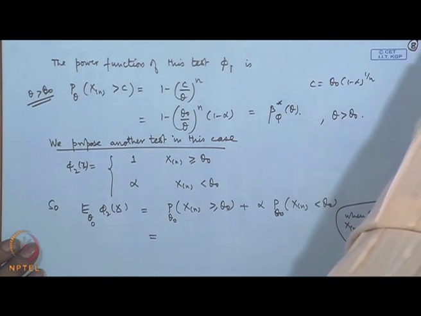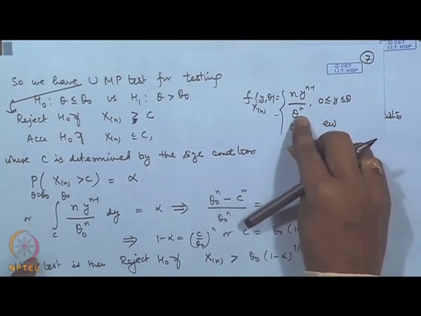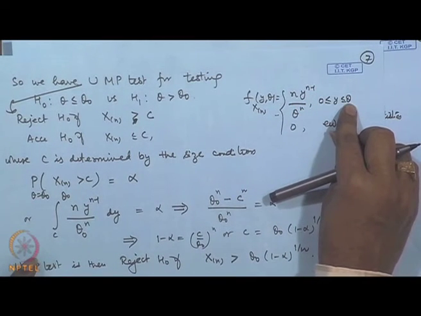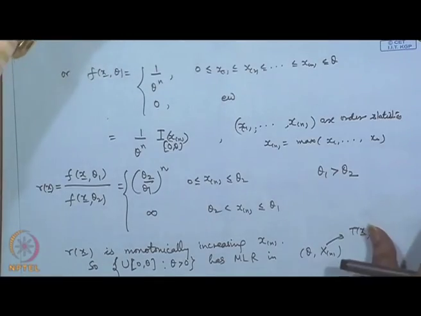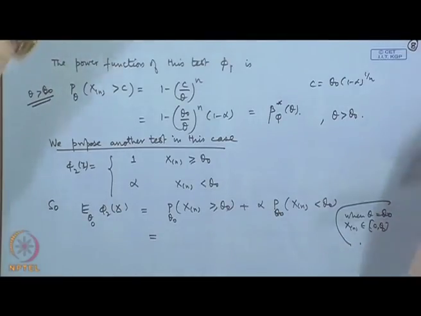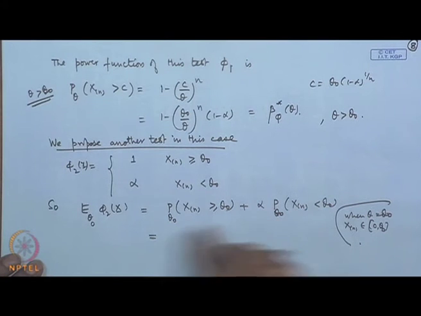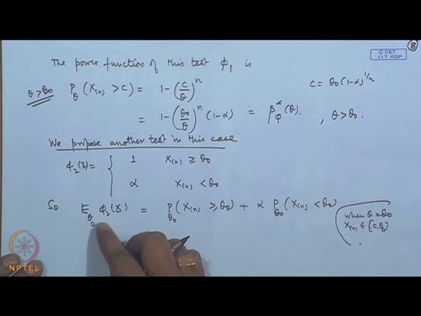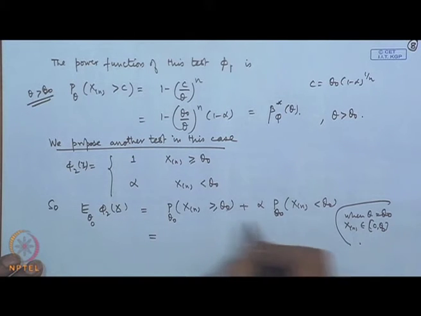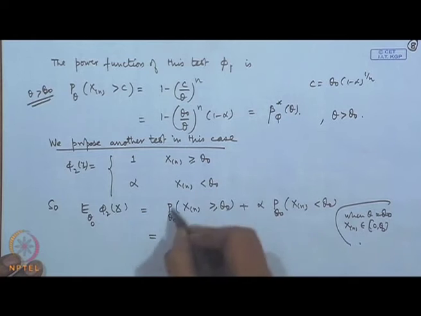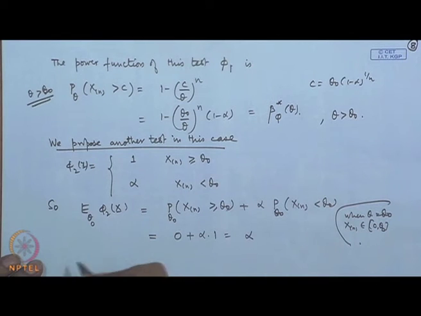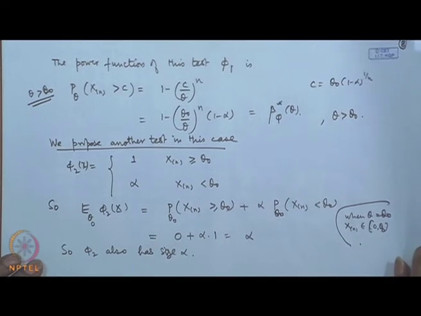Because the distribution of x_n is n y to the power n minus 1 by theta to the power n from 0 to theta. So, I have assumed here that theta is equal to theta naught is the parameter value, which is actually required to calculate the size of the test. So, this probability will be 1, whereas this probability will be 0. So, you will get alpha. So, phi 2 also has size alpha. Okay.